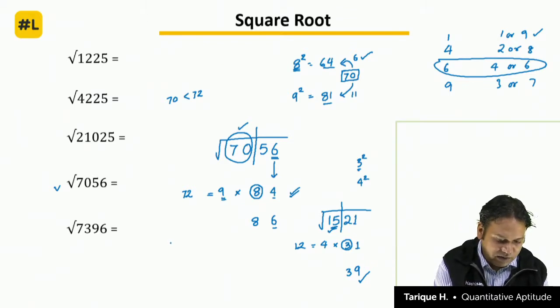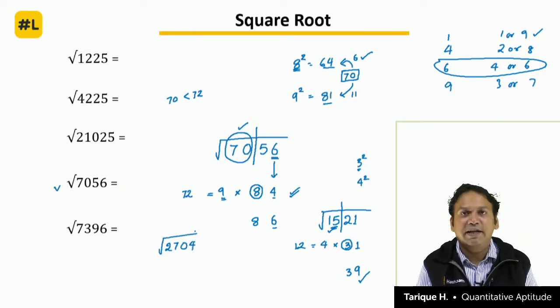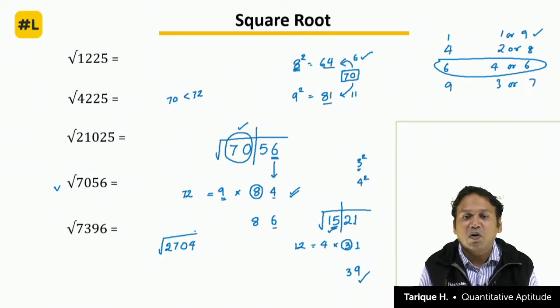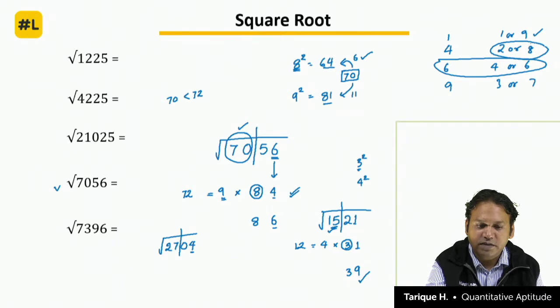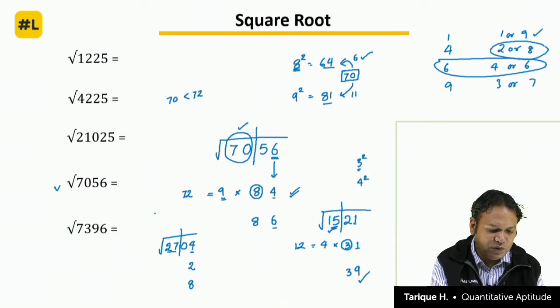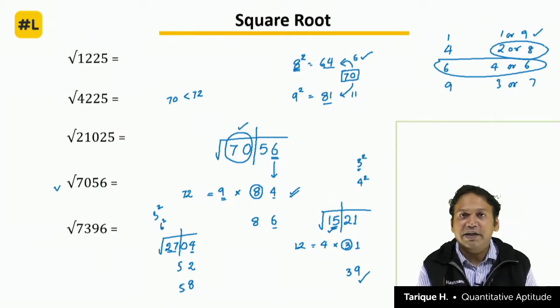Let's take one more example here to completely make you understand. Let's say 2704. What is the square root of 2704? Calculate and tell me the answer. Use all the steps. What is the first step? What is the second step? Okay, 2704. 4 means 2 or 8. 27 is between which two squares? 5 square and 6 square. So you don't need to write everything, just write 5 here. 52, 58. Now you have to decide whether it is 52 or 58.